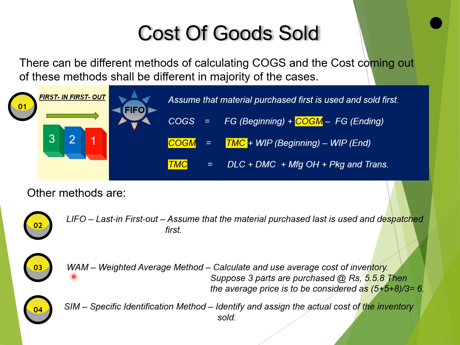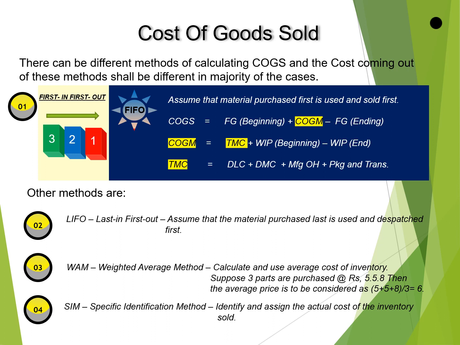Third is WAM, weighted average method. In this, we calculate and use average cost of inventory. Suppose we purchase 3 lots at the rate rupees 5, 5 and 8, for example. Then the average price shall be 5 plus 5 plus 8 divided by 3, which is equal to 6. So we'll consider the cost of inventory as 6.